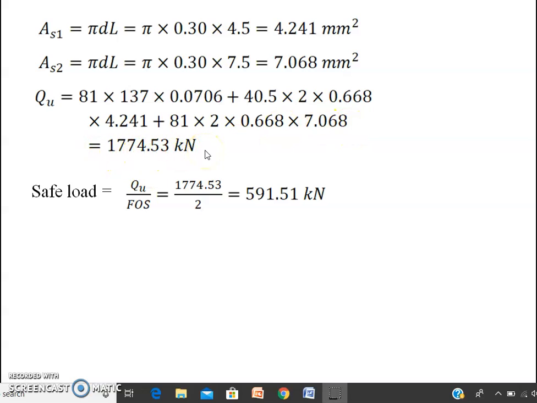1774.53 kilonewton. But we are interested to know what is the safe load carrying capacity of the pile, which we can find out as QU divided by FOS. FOS is given as 2, that's why the value works out to be 591.51 kilonewton.